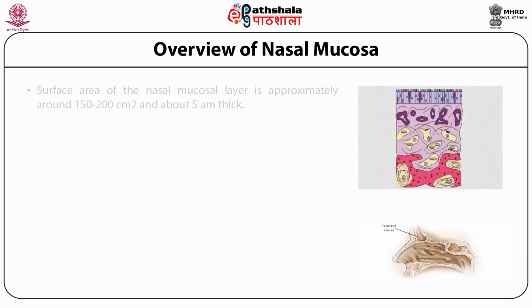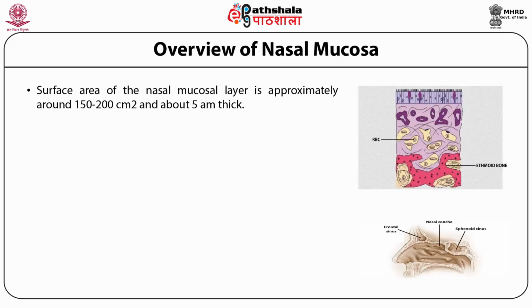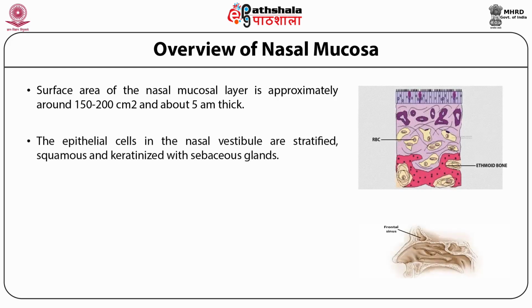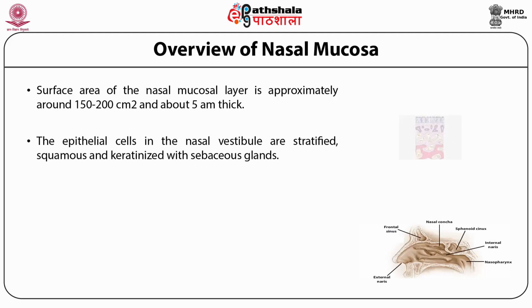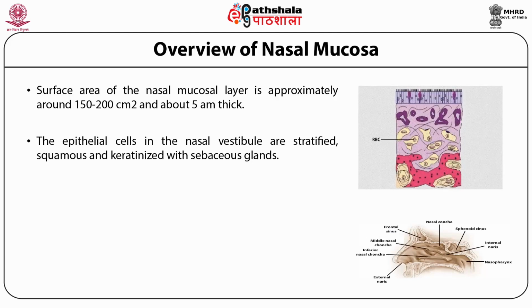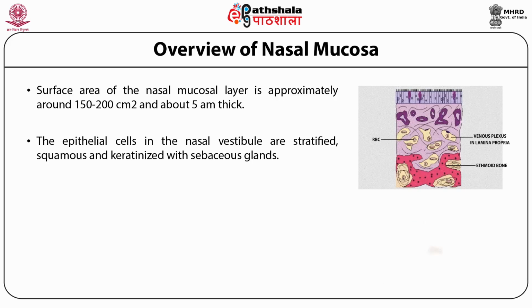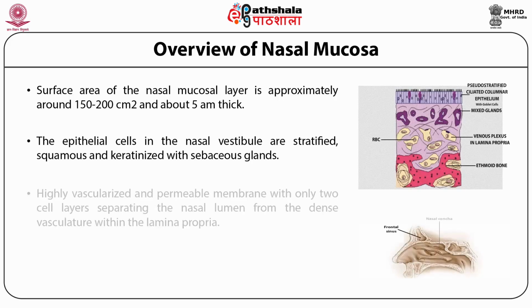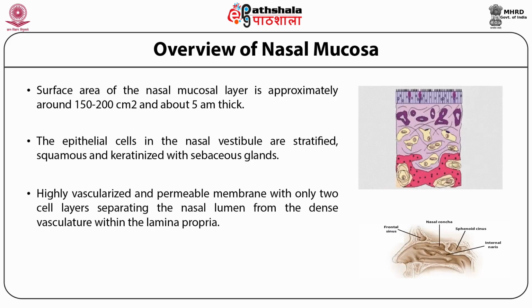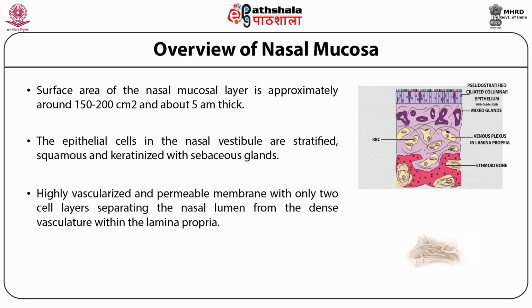If we talk about the surface area of the nasal mucosal layer, it is approximately around 150 to 200 square centimeters and about 5 centimeters thick. The epithelial cells in the nasal vestibule are stratified, squamous, and keratinized with the sebaceous glands. The diagram in front of you clearly identifies these attributes. This nasal mucosa is a highly vascularized and permeable membrane with only two cell layers separating the nasal lumen from the dense vasculature within the lamina propria.